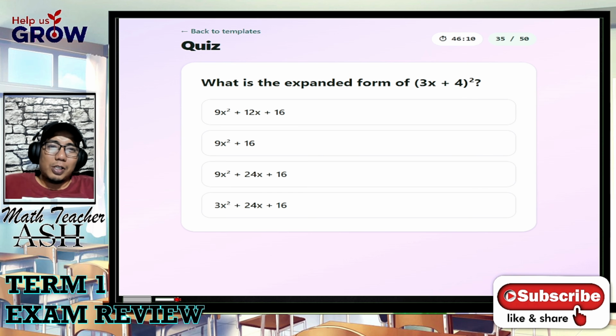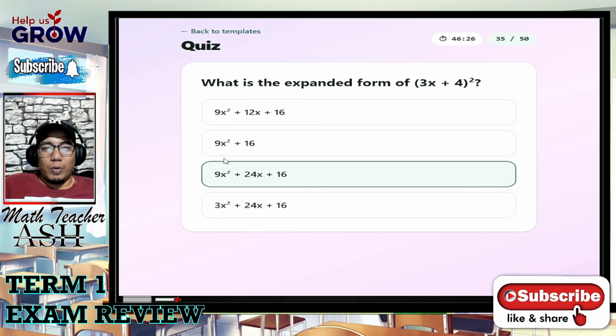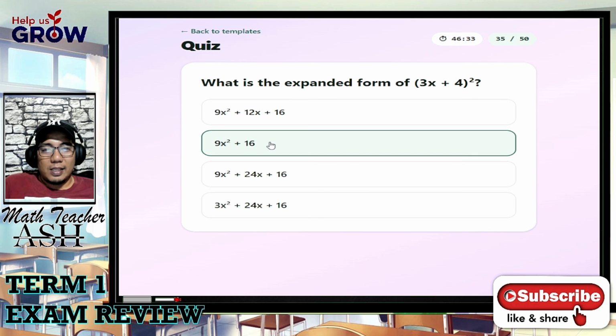Okay, my dear math learners. So, expanded form is basically multiplying it to itself since we are talking about square here. So, 3x plus 4 times 3x plus 4. So, that would be 3 times 3, which is 9x squared. So, the fourth one is already wrong. We have here 9x squared. Now, for the last term, we have 4 times 4. That is 16.